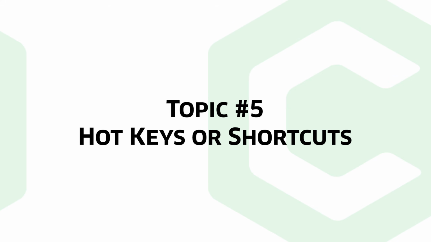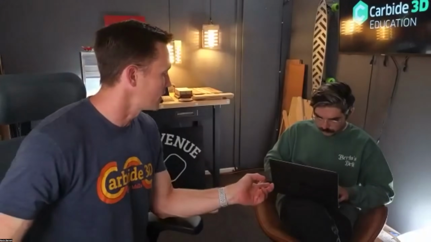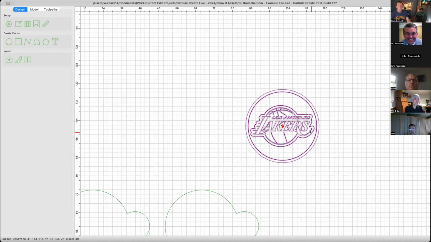All right, a few hotkeys real quick. There's a list of hotkeys on our website. Fleming, can you drop that in the chat? Do you have the hotkeys by any chance, the shortcuts? I believe you sent it to me. All right, we're going to look for that and drop it in the chat. There are a bunch of shortcuts and hotkeys inside of Carbide Create.